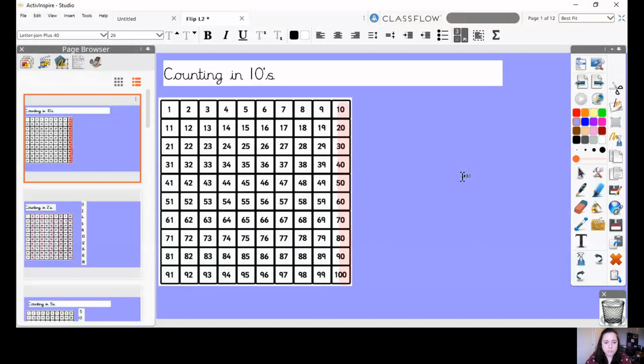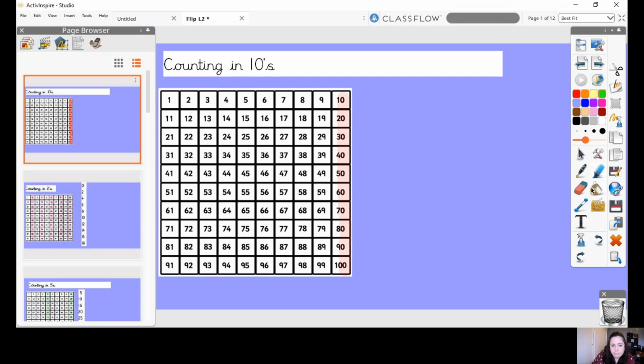Right, what I want to go over first of all is counting in multiples of 10, 2 and 5, because it's something which we used yesterday in lesson 1 and we're going to be using even more of today in lesson 2. So here I've just highlighted the multiples of 10 and you can see where they are on the 100 square.